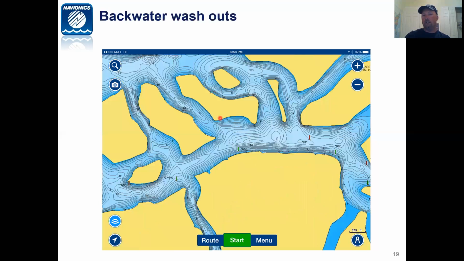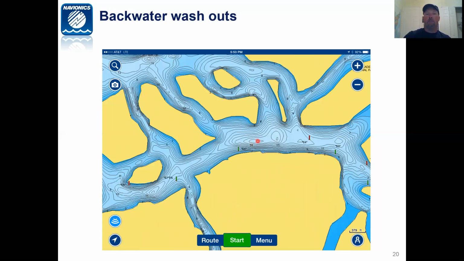Backwater washouts. This is what you're talking about here. Here is a little creek that's coming out, pushing against this back section. Look here, the contours are a little more spread out, but look how tight they get right here. This is telling me that there's current that is flowing out of here very heavily. You've got a hole right here, a hole right here. All that is because the current is washing that out.